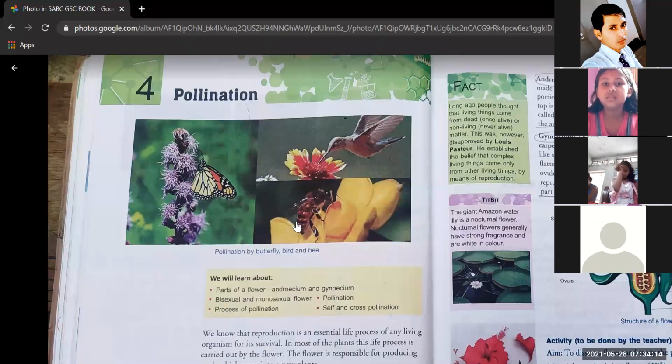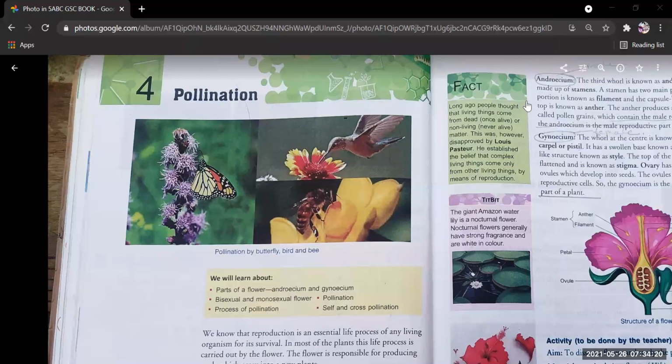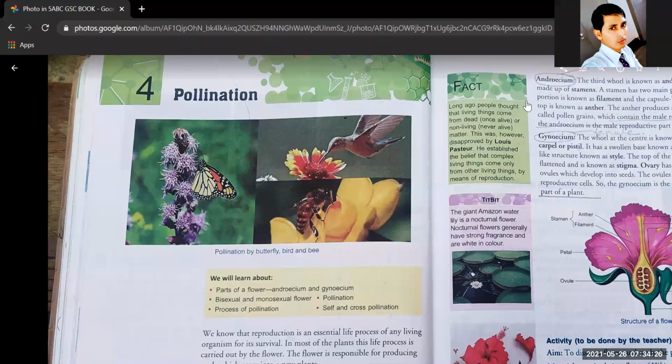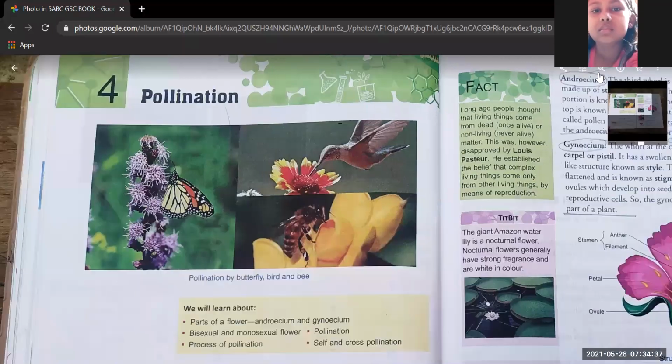Okay. So are you able to see the book first? Let me know. And is there any problem regarding the voice clarity? Are you listening? Yes, sir. No problem regarding voice clarity. Okay, very good. So let us begin. Today we are going to study about pollination.